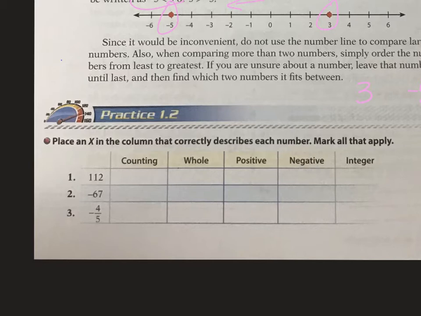An integer is a whole number and its opposite. There are no decimals or fractions, but -2 and 2, those are integers, opposites of each other. Okay, so 112. Yeah, we can say that 112 is a counting number. So we're going to put an X there.